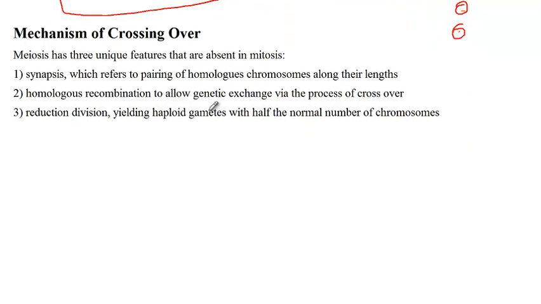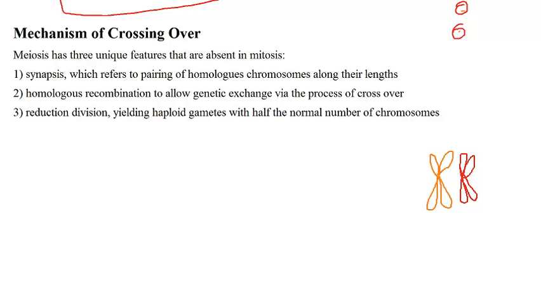So basically there are 3 unique features in meiosis that are different from mitosis, and that is during recombination there would be synapsis formation, where there would be pairing of homologous chromosomes along their length. So here, as I've just shown you, we have synapsis. And then in the next step, there would be crossover between the chromosomes in order to allow genetic exchange, and that happens at a point that is called chiasma.